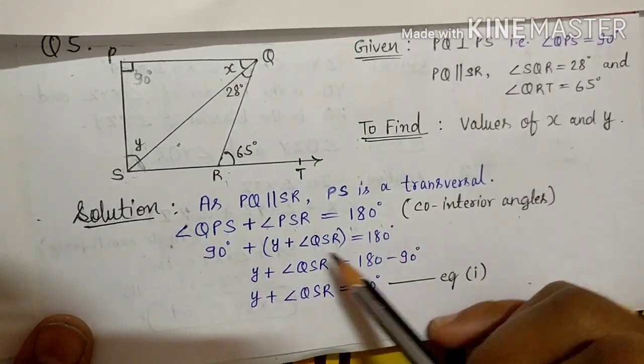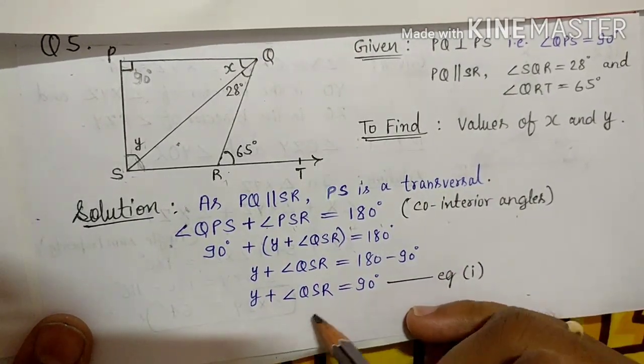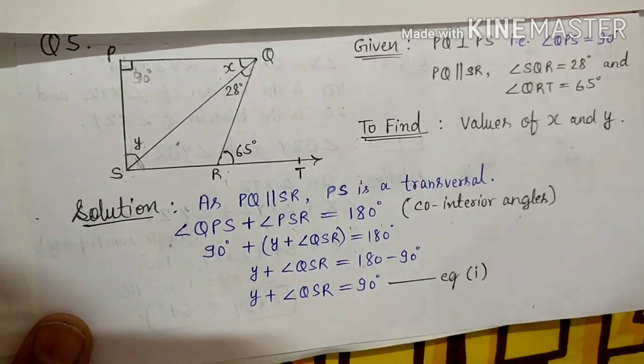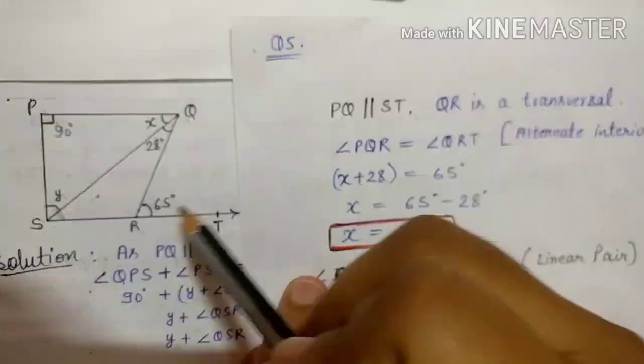180. From 180 we can subtract 90 degree angle, as you can see. So angle Y plus QSR equals to how much? 180 minus 90, 90 only. So this is our equation first. Okay. Now see, PQ is parallel to ST also.